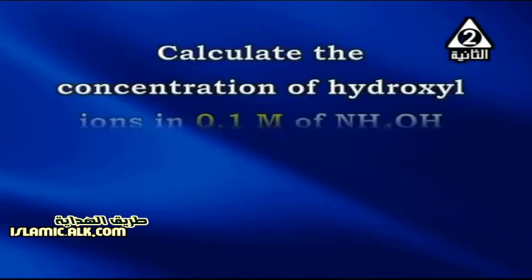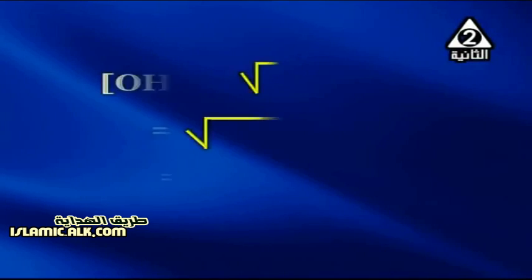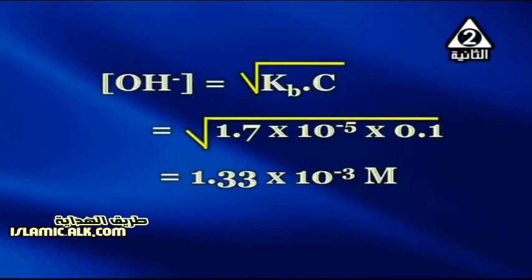For example, calculate the concentration of hydroxyl ion in 0.1 molar ammonium hydroxide solution at 25 degrees Celsius, given that the equilibrium constant equals 1.7 times 10 to the power negative 5. Solution of the problem. As we know, the concentration of hydroxide ion equals square root of Kb times C. So by substitution, square root of 1.7 times 10 to the power negative 5 times 0.1 equals 1.33 times 10 to the power negative 3 molar.